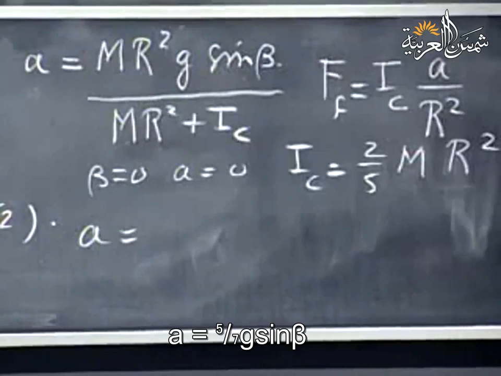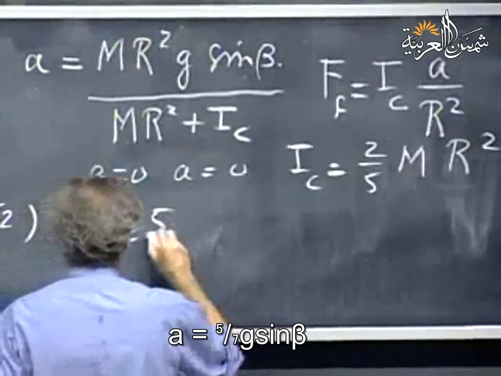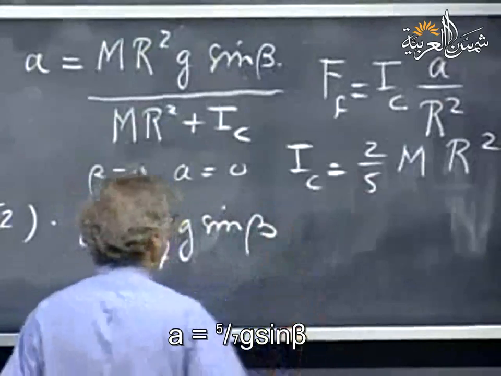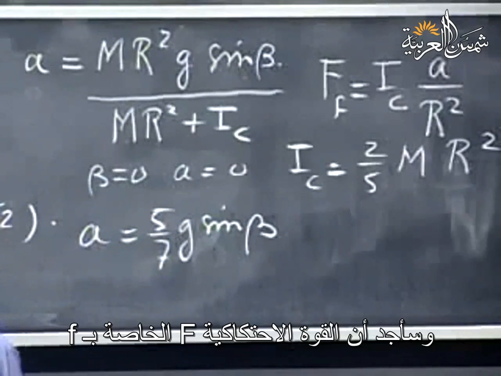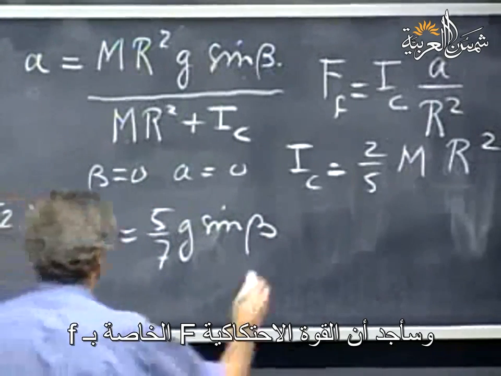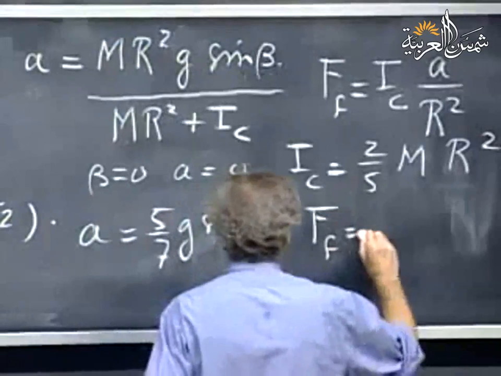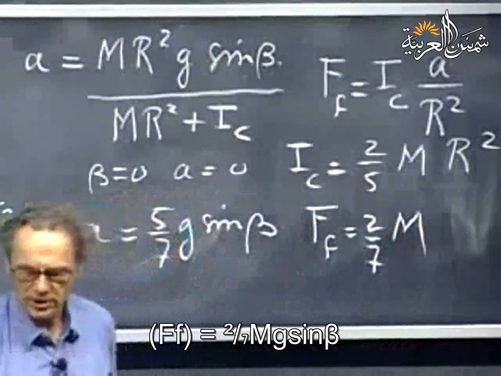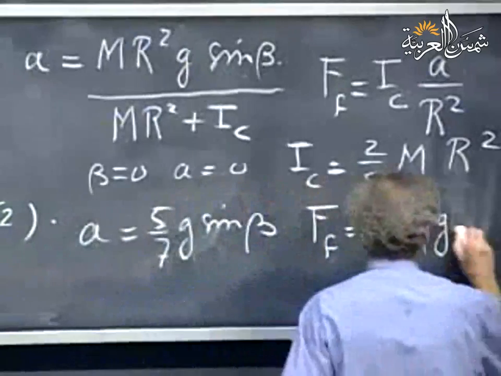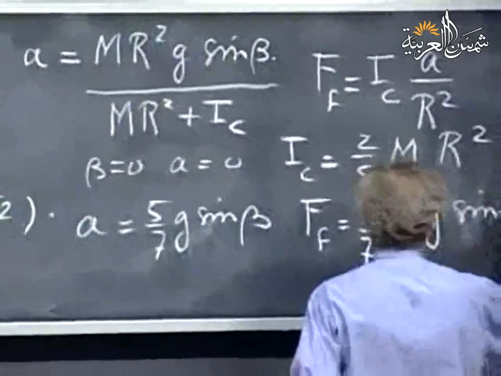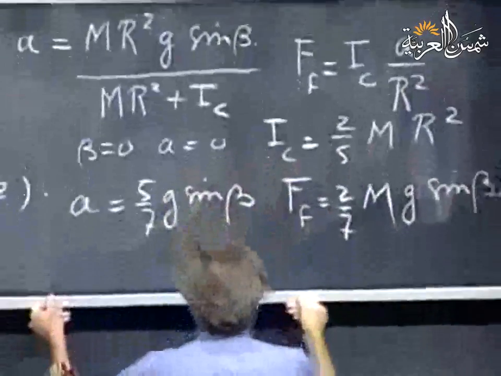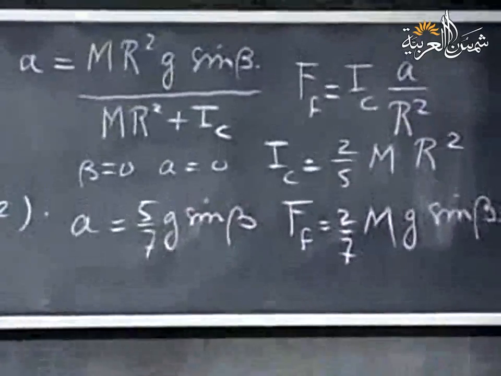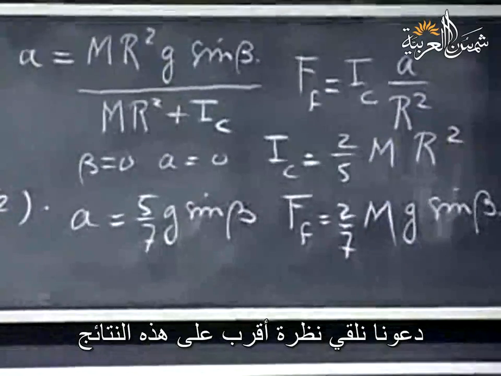is 5/7 g times the sine of beta. And I find that the frictional force, F_f, equals 2/7, I believe, times mg sine beta. Indeed. These are the results by substituting the moment of inertia in there. Let's look at these results a little closer.